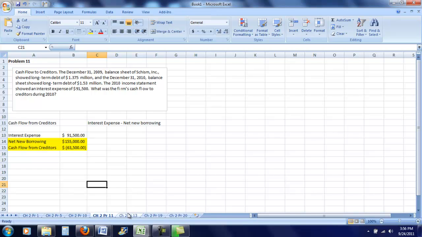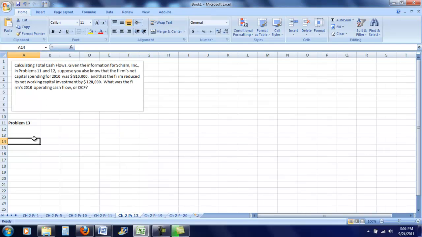Moving on to problem 13. Calculating total cash flows. Given the information from the previous problem, suppose that you also know that the firm's capital spending for year 2010 was $910,000, and the firm reduced its net working capital investment by $120,000. What's the firm's 2010 operating cash flow?